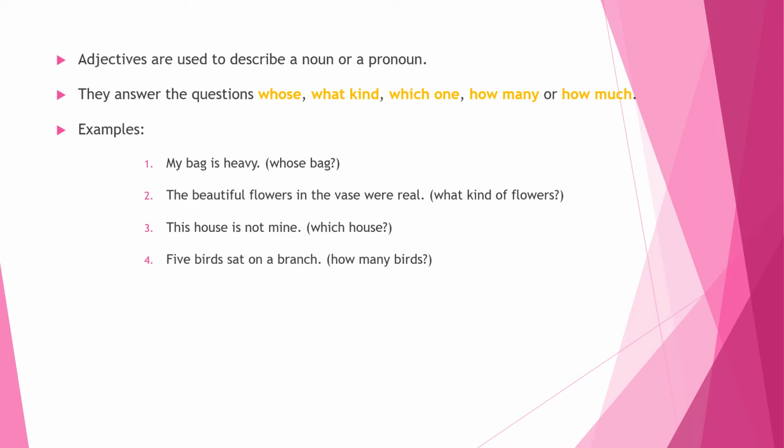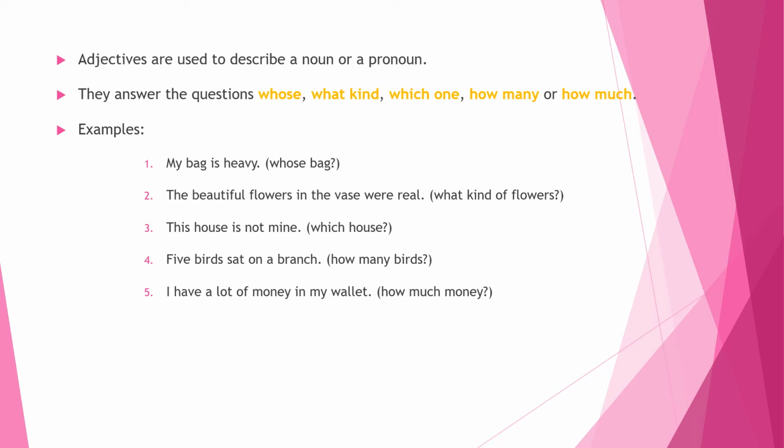In the next example, 5 birds sat on a branch. It is answering the question, how many birds? How many birds were on the branch? 5 birds. So, here 5 is an adjective in this sentence.